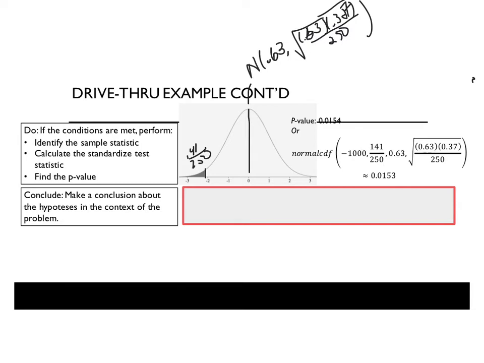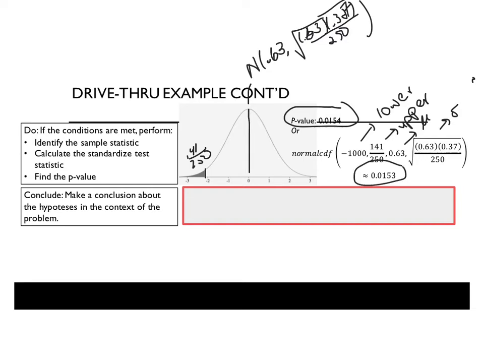Now to get our p-value, we're either going to use the chart and look up the z-score of negative 2.16 and write this number down, or we can use a normal CDF. Our lower bound is negative 1,000 because it's a left shade, because that's what my HA is indicating. My upper bound is my statistic. My mu is the 0.63, and our standard error is the standard deviation. And notice we get a p-value that's approximately the same.